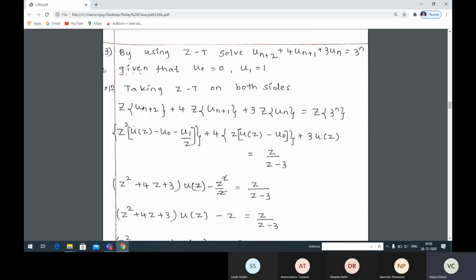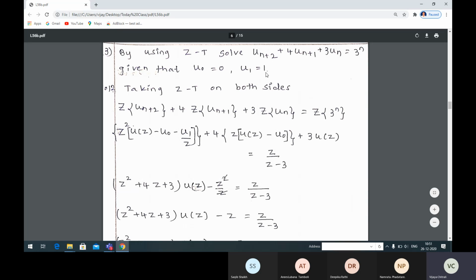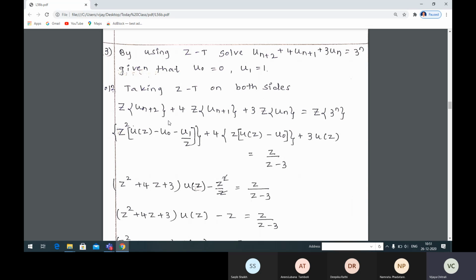By using z transform, solve u suffix n plus 2 plus 4 u suffix n plus 1 plus 3 u suffix n is equal to 3 raised to n, given that u0 is equal to 0, u1 is equal to 1. So conditions are given, u0 is 0, u1 is 1, right? So we have a difference equation. The very first step is to take the z transform on both sides of this difference equation to find the solution. So taking z transform on both sides of this equation.